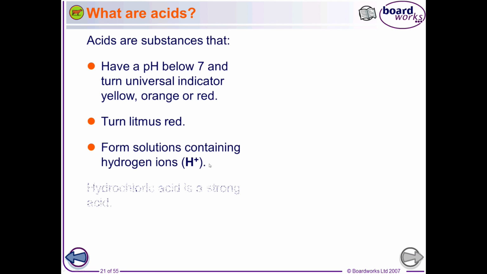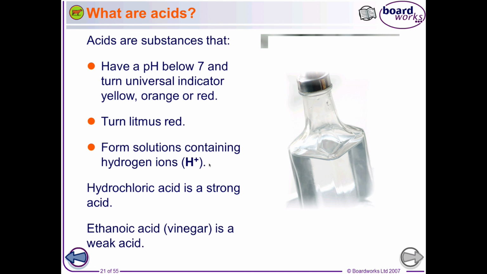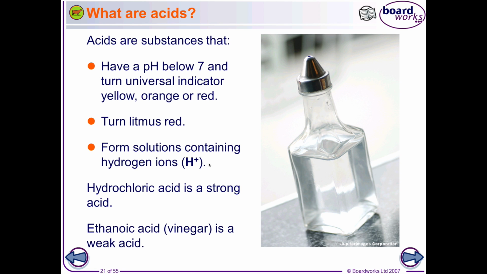Hydrochloric acid is known as a strong acid, and ethanoic acid, which you will know as vinegar, is known as a weak acid. And they're just two different types, but there are many different acids out there.